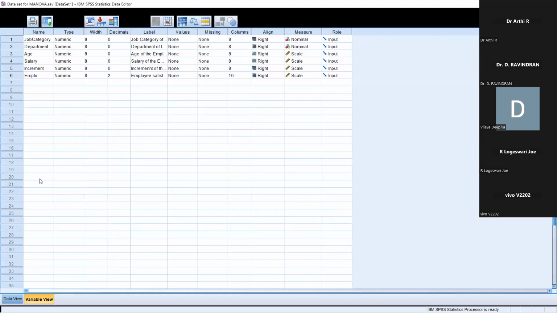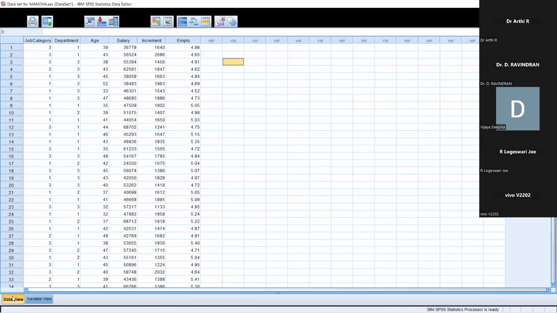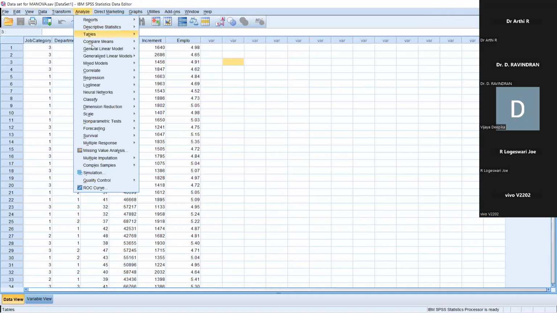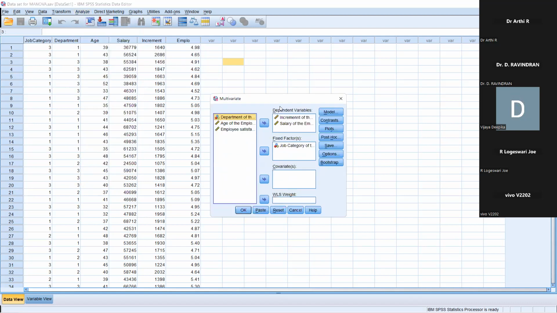So see the variable view, job category. Okay, it's not mentioned here. Okay, forget it. Now go to Analyze, General Linear Model, Multivariate. Why are we going to multivariate? Because we are using two dependent variables. When you have more than one dependent variable, you have to use multivariate. If it is less than two dependent variables, then you can use univariate. So go to multivariate.